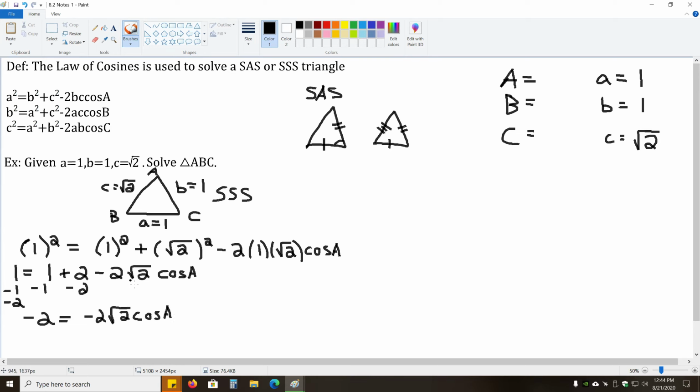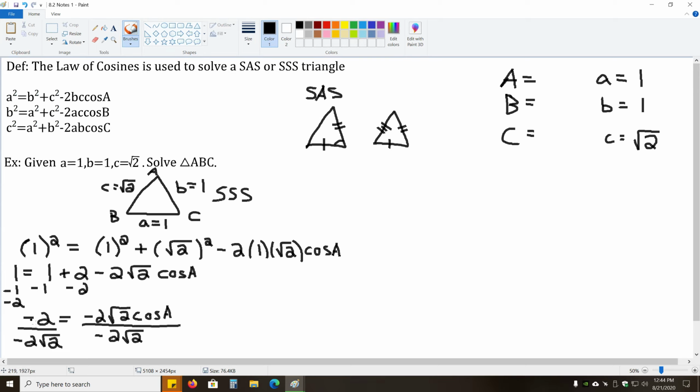Remember, you have to take care of multiplication before addition or subtraction, so don't get confused and combine this positive 2 and negative 2. We can't do that because we're multiplying this negative 2 to the square root of 2 and cosine of A. And now from here, we'll divide each side by negative 2 times the square root of 2.